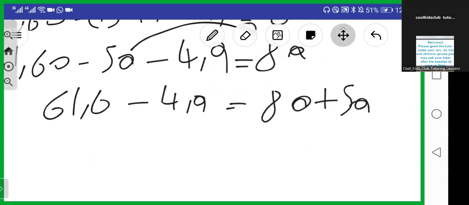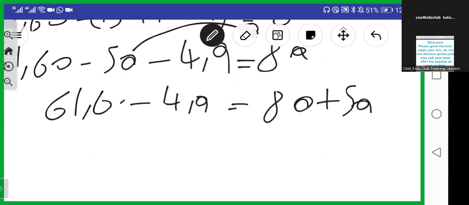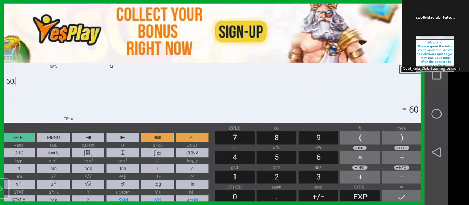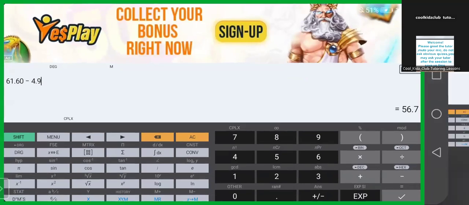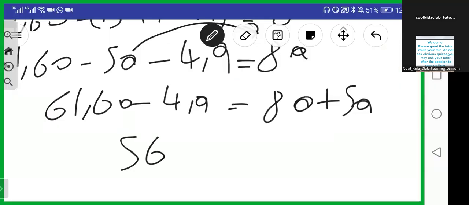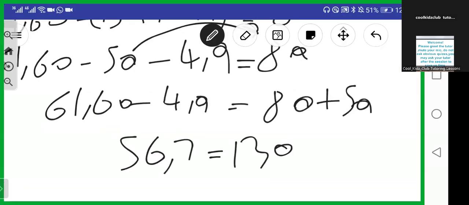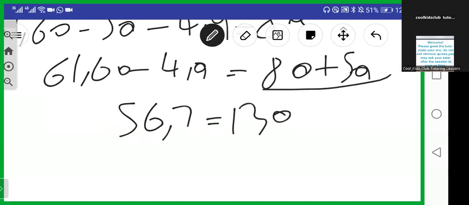And then in that case, 61,60 minus 4,9, I get 56,7. And then 5 plus 8, I'll definitely get a 13A. Is it? Let's just confirm. You know how I don't like silly mistakes. So it's 13. So imagine getting it wrong just because you made the wrong sum.